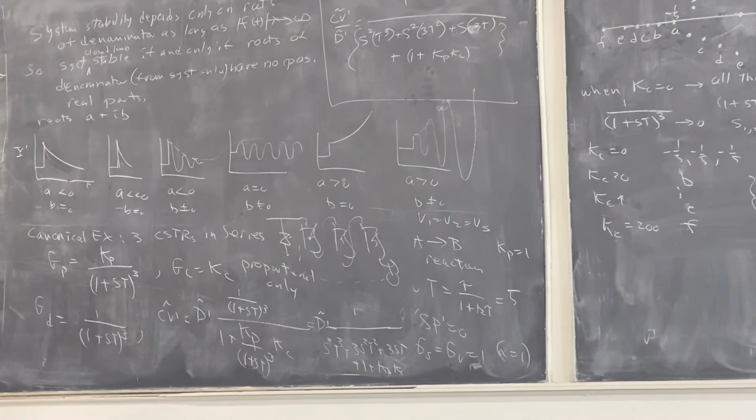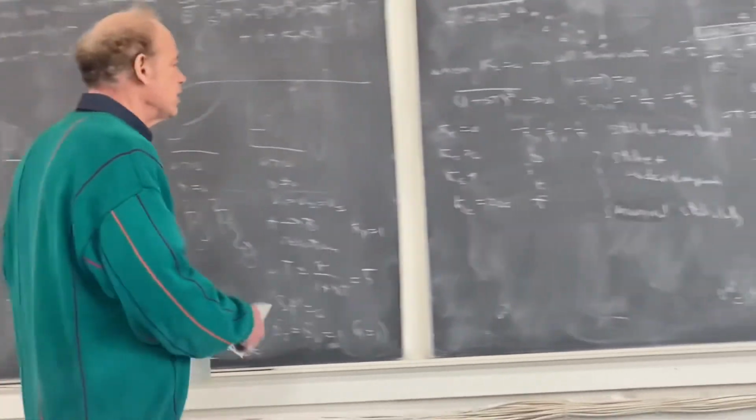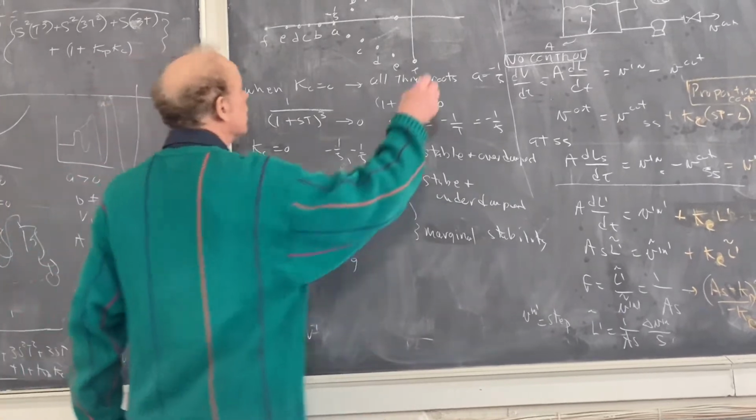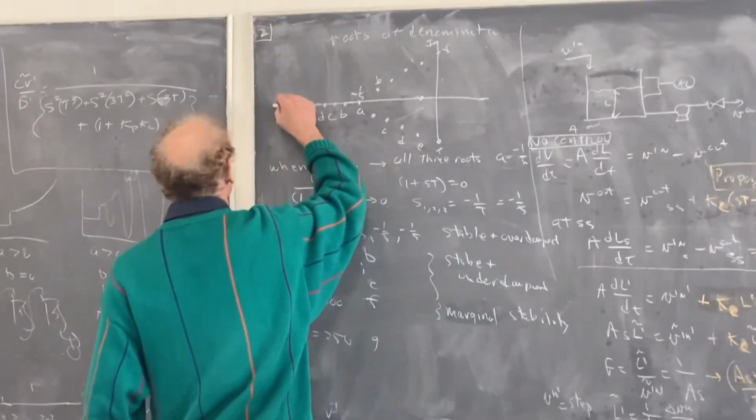It just oscillates. And finally, when I get to a higher value, say Kc is 250, G, then I move out here.